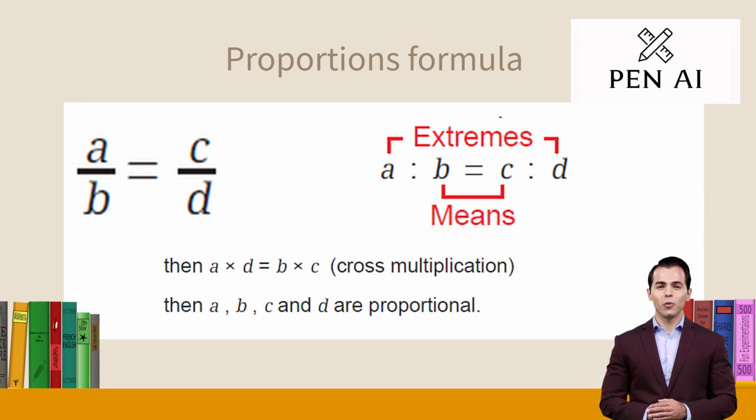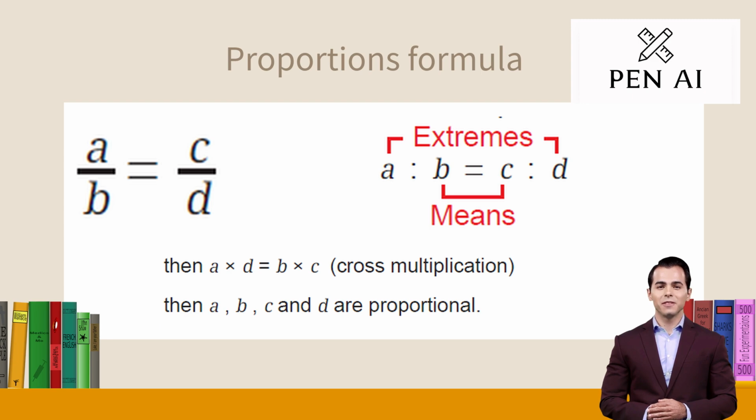In this section, we will explore how to write proportions, either by division, A divided by B equals C divided by D, or by ratio, A to B equals C to D. The product of the extremes equals the product of the means: A multiply D equals B multiply C. This is called the concept of cross multiplication.